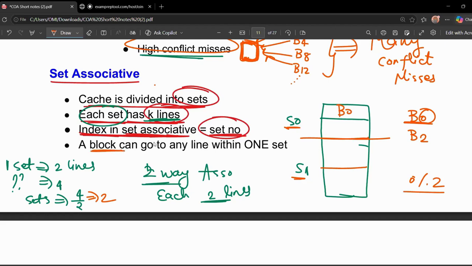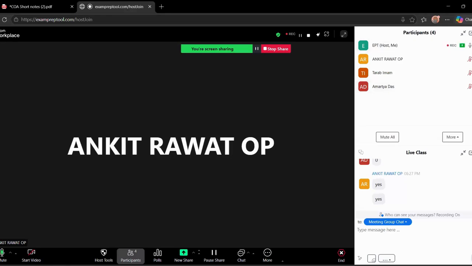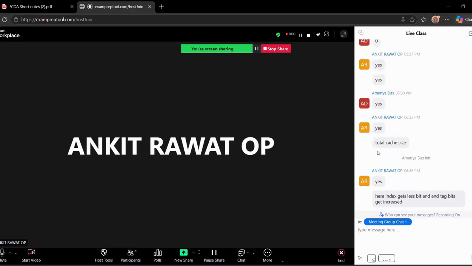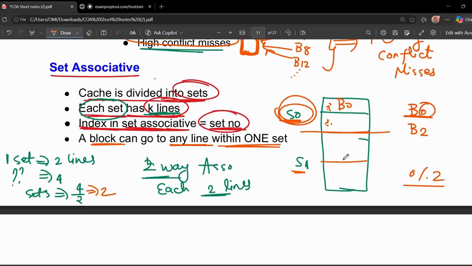So here a block can go to any line within one set, right? So it is not necessary that inside S0 it maps here. It can go anywhere inside one set. Okay, inside one set it can go anywhere.